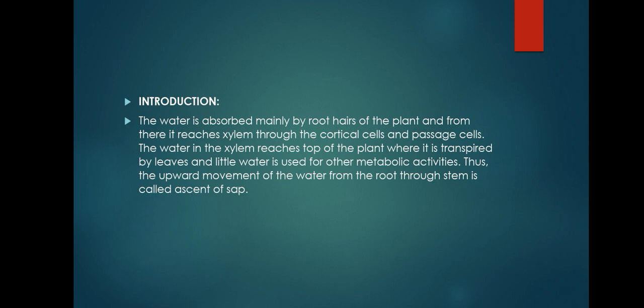The water is absorbed mainly by roots of the plant, and from there it reaches xylem through the cortical cells and passage cells. The water in the xylem reaches the top of the plant where it is transpired by leaves, and little water is used for metabolic activities. Thus, the upward movement of the water from the root through the stem is called ascent of sap.